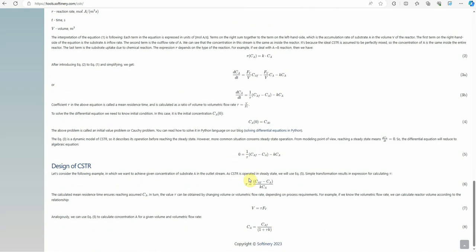Commonly, the design of a CSTR concerns steady-state operation. This is a situation when concentrations are stabilized, so the derivatives with respect to time are equal to zero. This equation can be used for calculating the reactor volume required to obtain the assumed concentration of the substrate. Let's go to the interface.